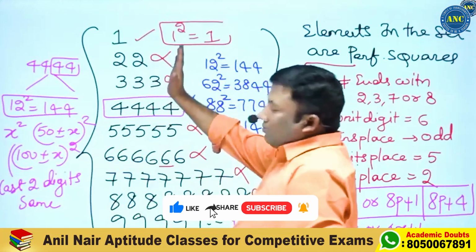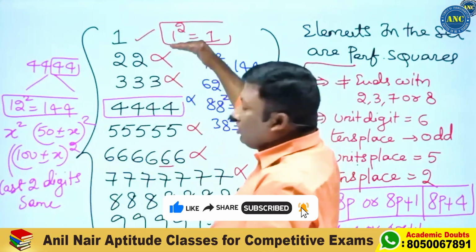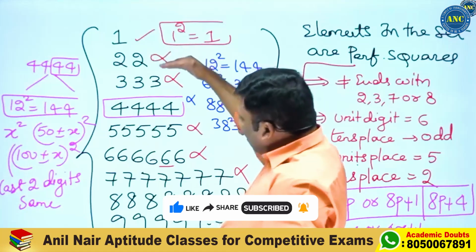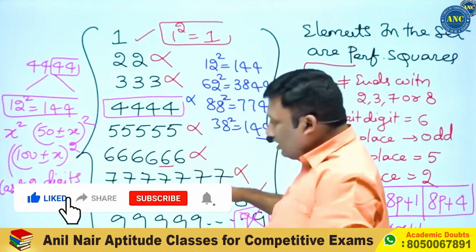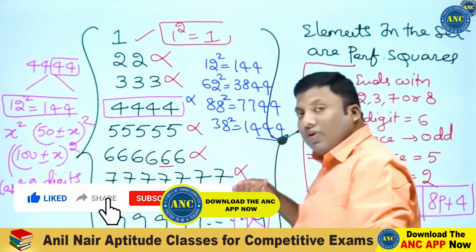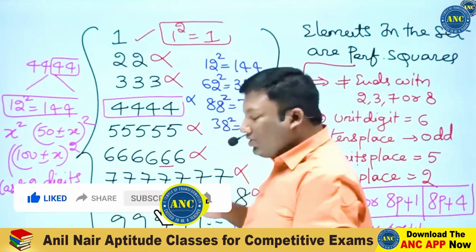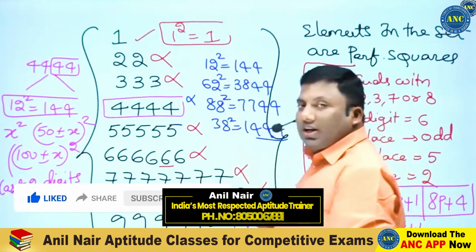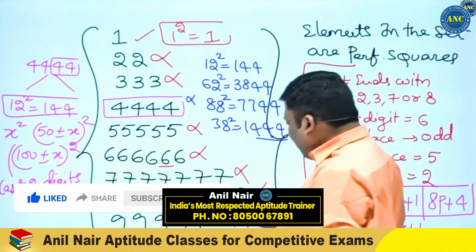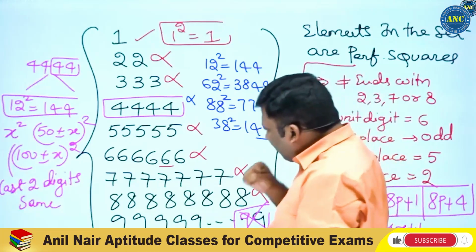2 written 2 times. A perfect square never ends with 2, 3, 7 or 8. This is out. A perfect square when divided by 4 gives remainder 0 or remainder 1. 99 is 4 into 24 plus 3, not possible.